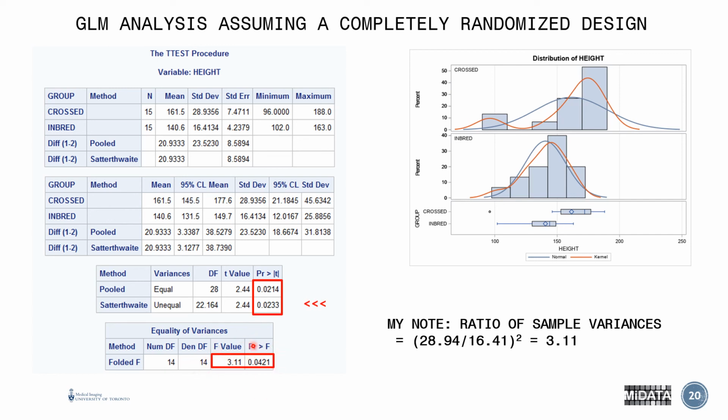Now, interestingly, we keep scrolling down, and under equality of variances we see that the p-value is significant down here too, which means that when we tested for the equality of variances, we found a significant difference, which means that the variances are different. If that's the case, we need to use the Satterthwaite test and not the pooled variance test. So this is the p-value you would report, 0.0233.